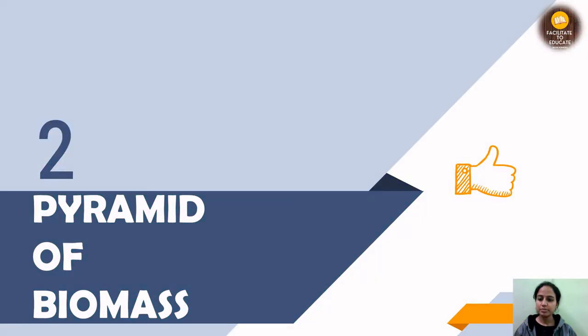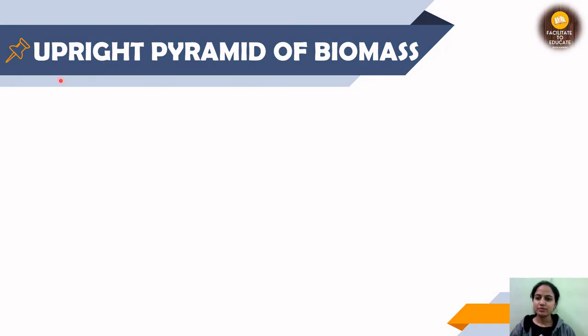Now we'll talk about the pyramid of biomass. Let us see first of all the upright pyramid of biomass, some examples. So what exactly is biomass? Biomass is nothing but the dry organic weight that is present in the entire ecosystem. So we'll call it the biomass of the ecosystem.